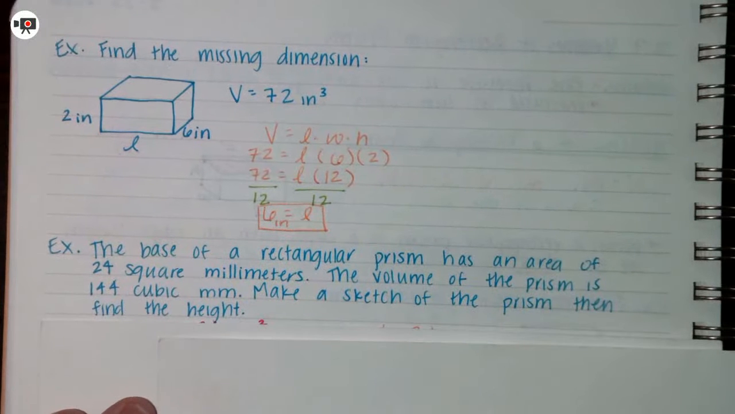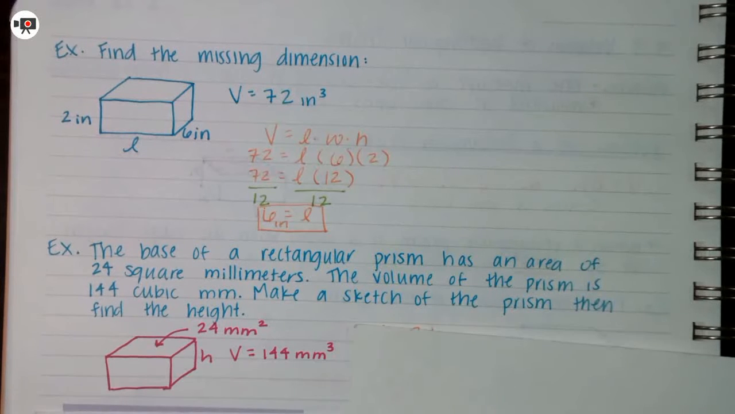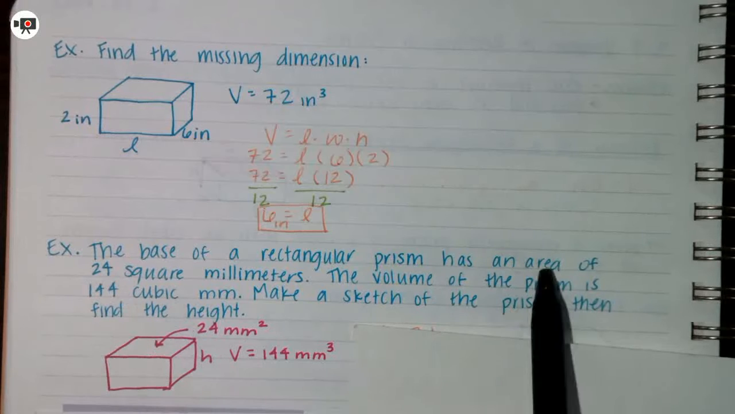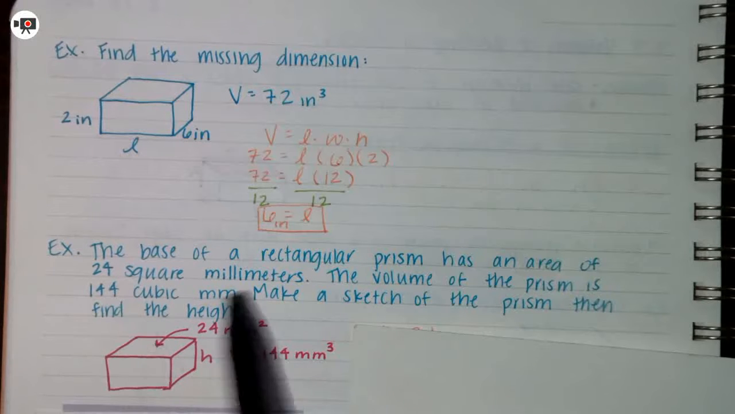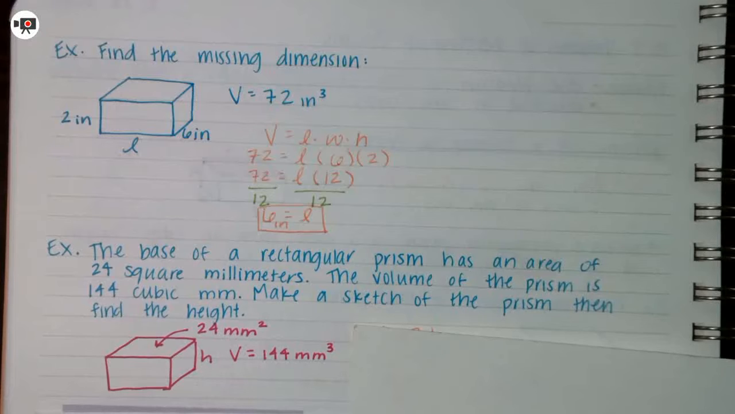Alright, the base of a rectangular prism has an area of 24 square millimeters. The volume of the prism is 144 cubic millimeters. Make a sketch of the prism, then find the height. So, here's my sketch of the prism. So I just drew a box, and the area of the base is 24 square millimeters. That means this whole box here is 24 millimeters squared. And then I don't know the height, that's what it's asking me to find, and the volume is 144.